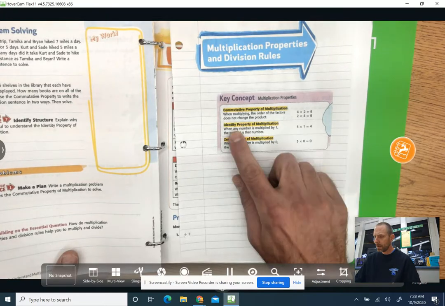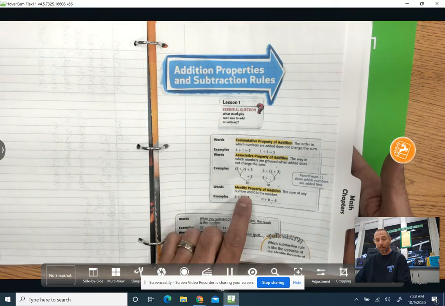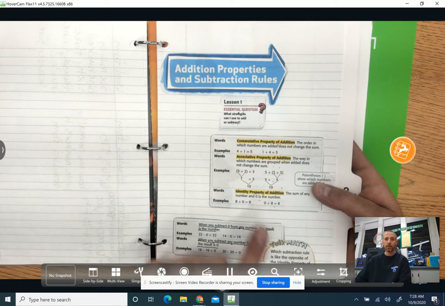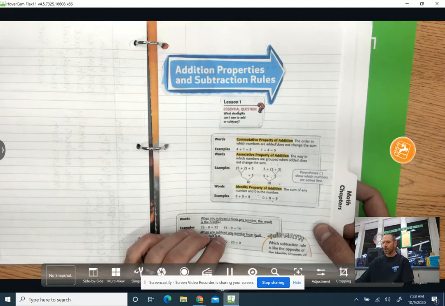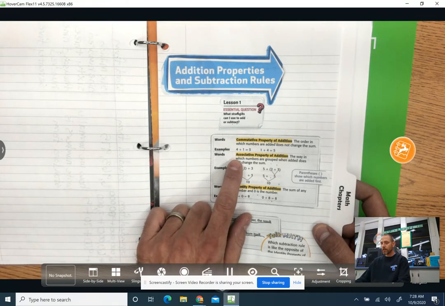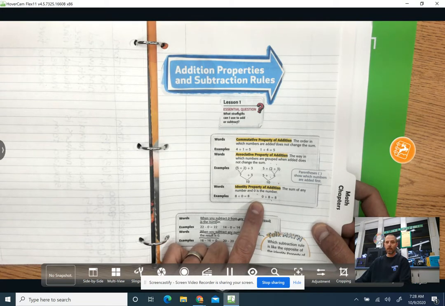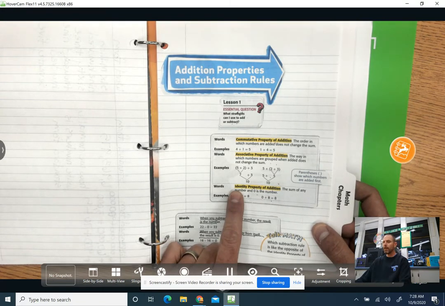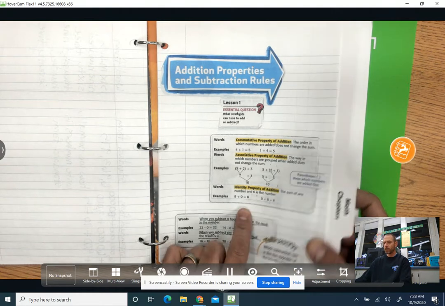Okay, we have the identity property of multiplication. We've got the identity property of addition. Let me go back to that. 8 plus 0 equals 8. So the idea is to maintain the identity of the number that you are adding to, by adding 0. It keeps the 8 an 8.